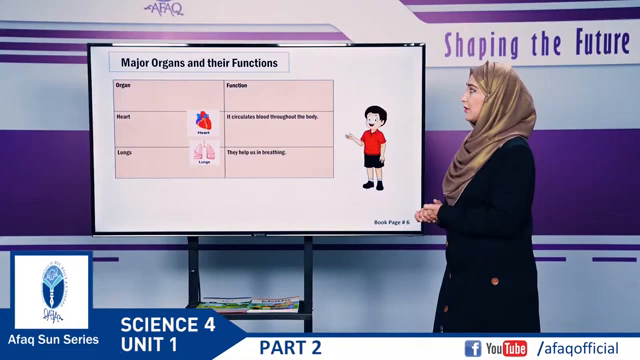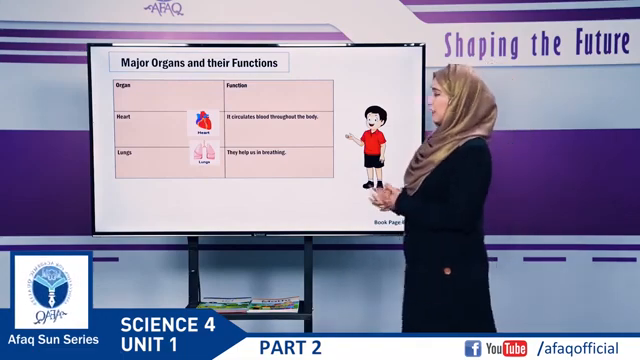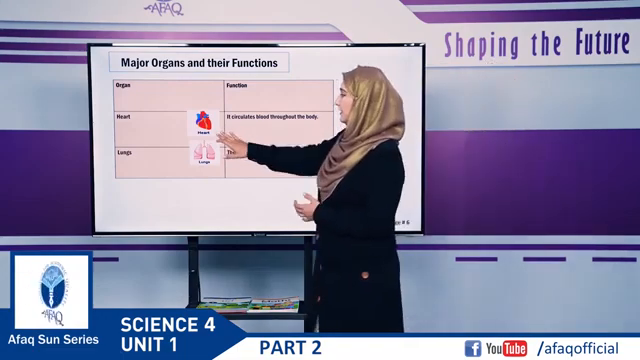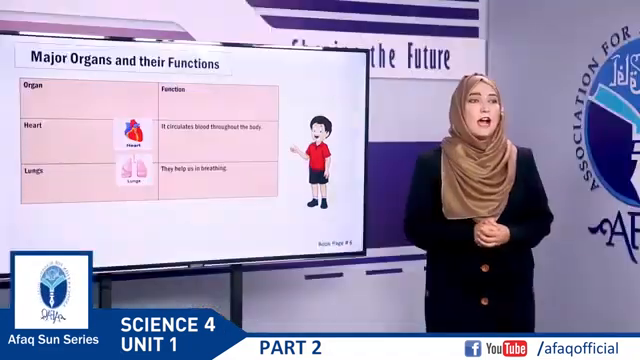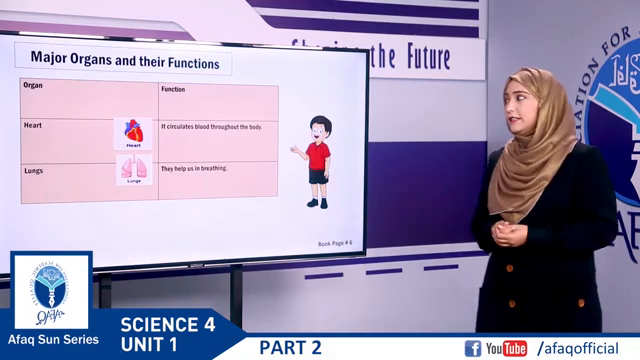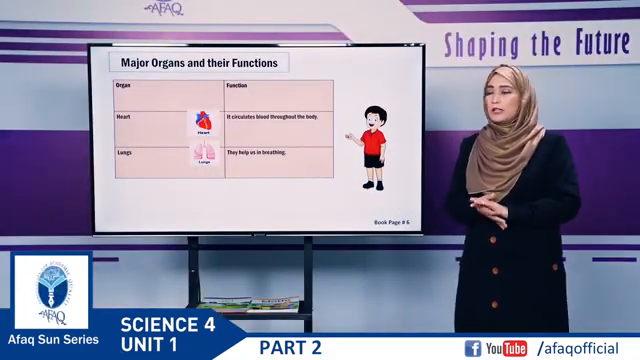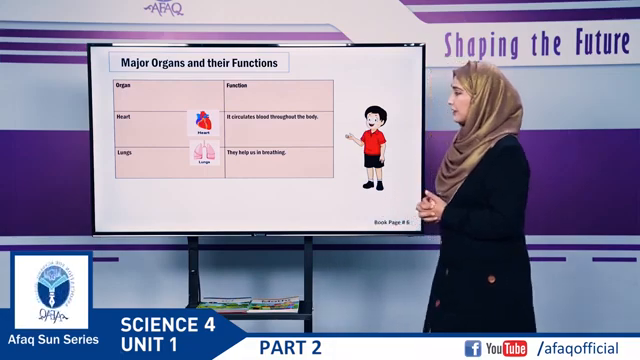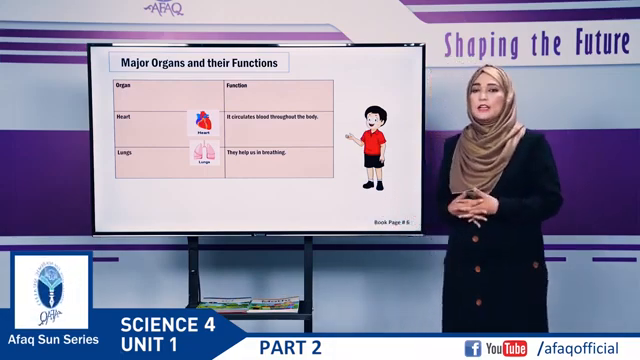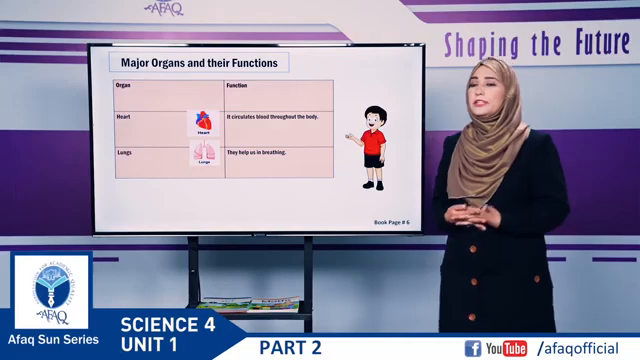Let's start it. Okay, what you can see here is the picture of the heart. What does the heart do? Do you know that? The heart pumps blood to the body. It circulates the blood throughout our body. The next organ is the lungs. What do they do? Lungs help us in breathing.